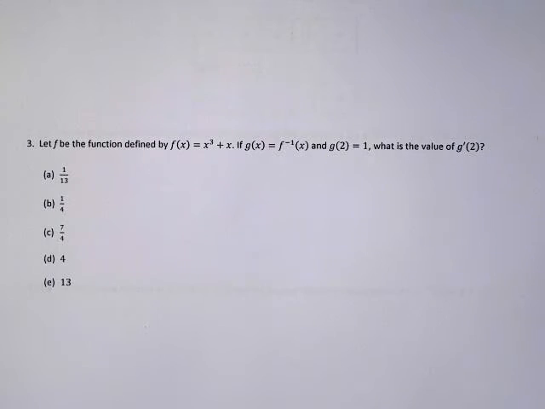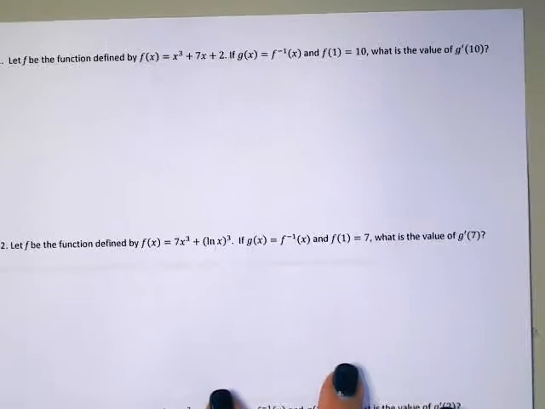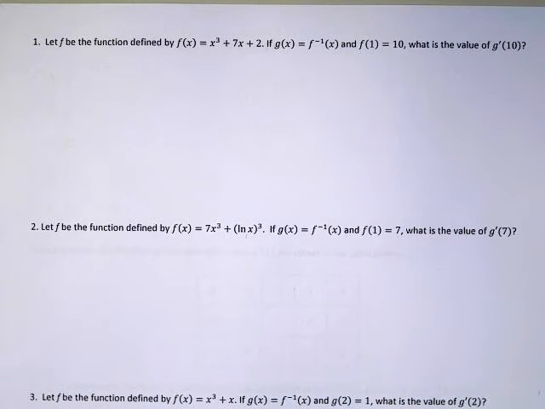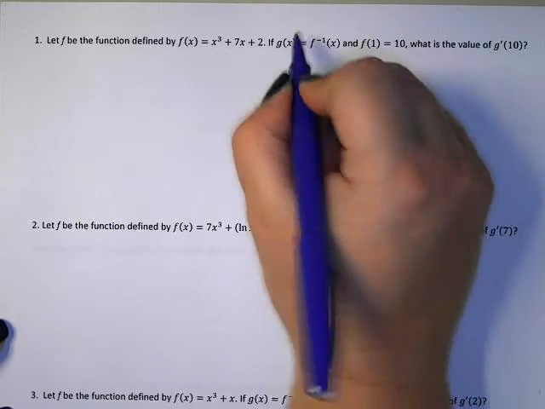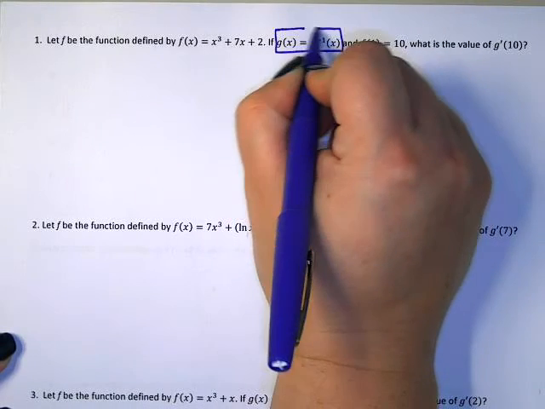So looking at example 1, there we go. Let f be the function defined by this. g of x is equal to f inverse of x, f of 1 equals 10. What is the value of g prime of 10? So the first thing I want to point out here is we're given this function, and we're also told that g of x is equal to f inverse of x.